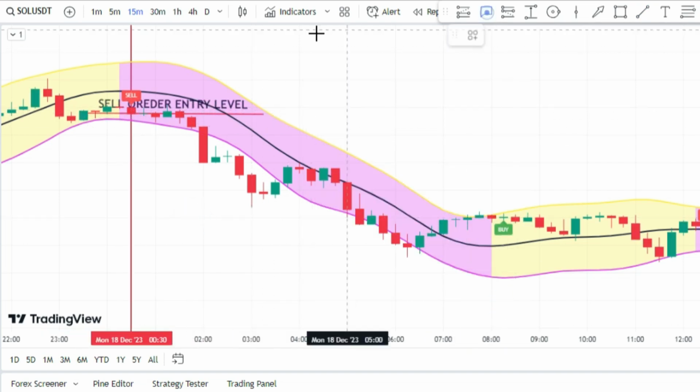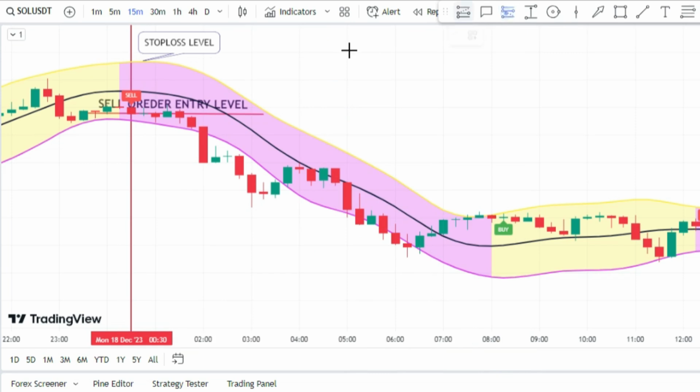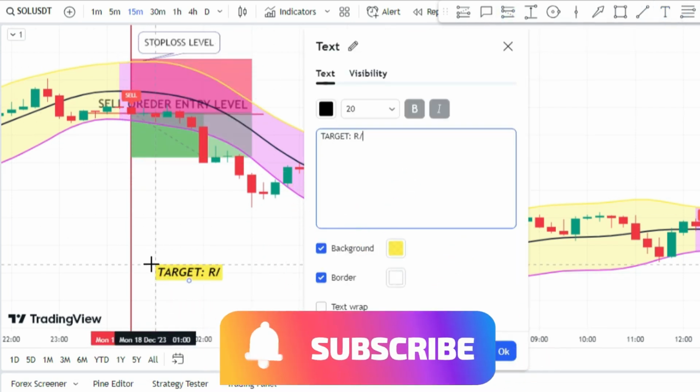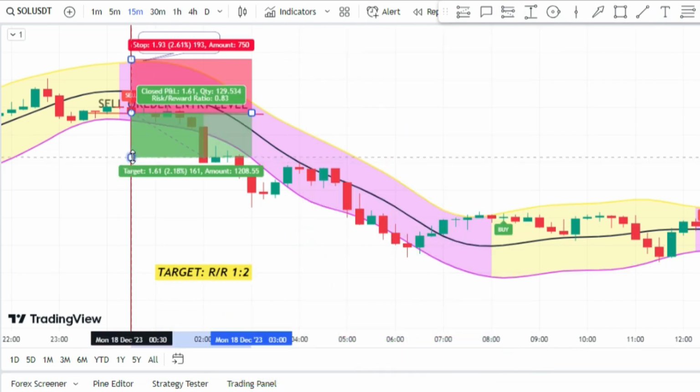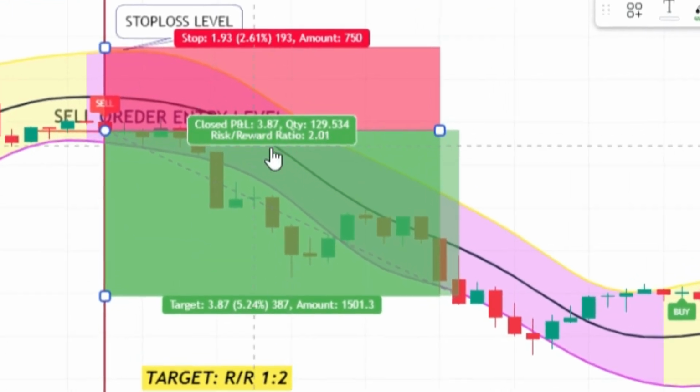But don't get ahead of yourself. It's important to set a stop loss for your trade. You can use the upper band of the John Anderson indicator for this. And when it's time to call it quits on the trade, aim for a 1-to-2 ratio. That means for every dollar you risk, you should aim to make $2 in profit.